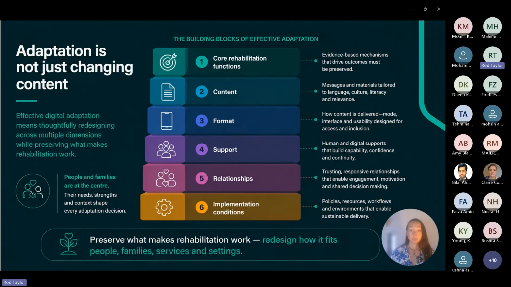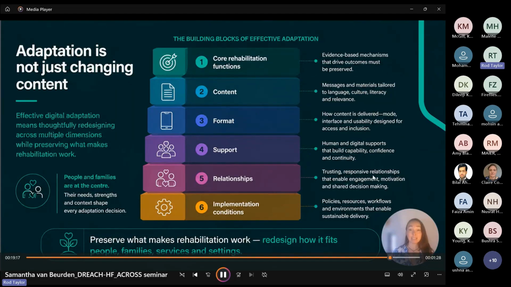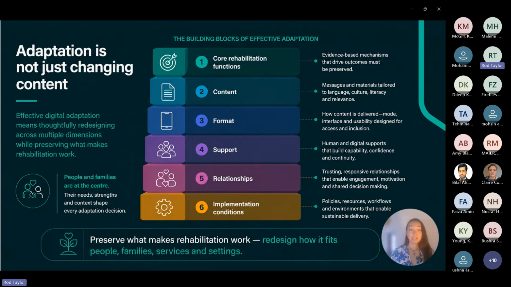To close, I would frame the learning from DVHF around these building blocks towards effective adaptation. First, core program functions need to be retained. Adaptation should not lose sight of what the original intervention is trying to achieve. Second, content may need to be tailored for language, culture, literacy, and relevance. Third, format really matters. Delivery mode, interface, and usability shape access and engagement.